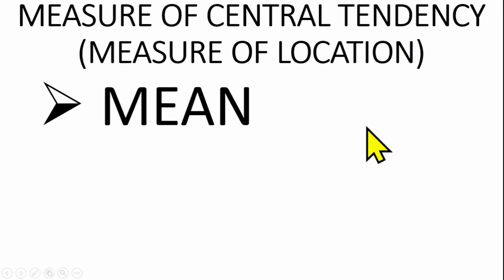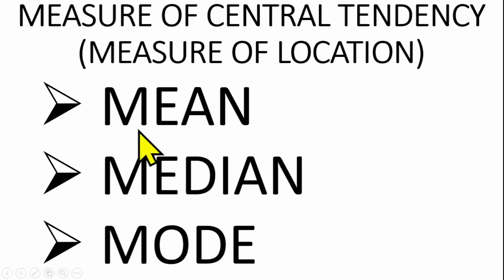Now, when it comes to measure of central tendency, which is also called a measure of location, we have three M's we have to learn under it. We have mean, median, and mode. So we're going to be learning mean, median, and mode under measure of central tendency. These are the three subtopics that we have under measure of central tendency.